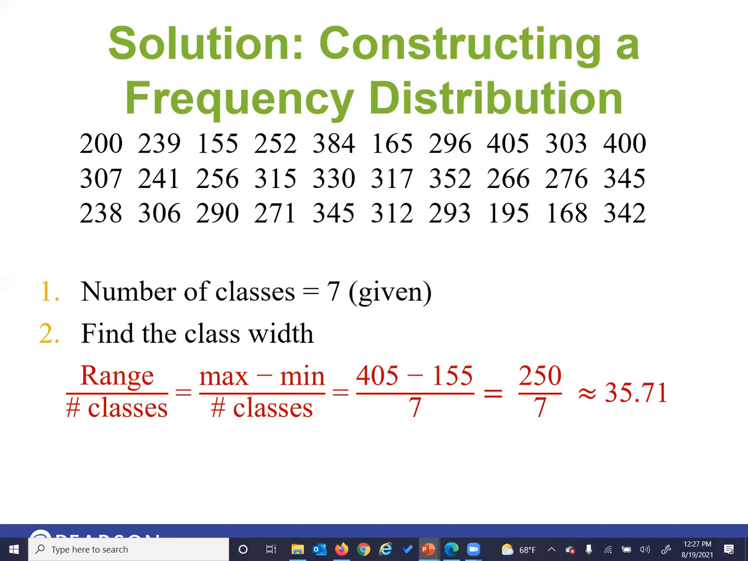Cool. Okay, so let's do this. The highest number I see is 405, the lowest is 155. Subtracting, we've got 7 classes to do it, so about 35.7 should be each class. We're just going to round it up to the next whole number. So 35.7 becomes 36.